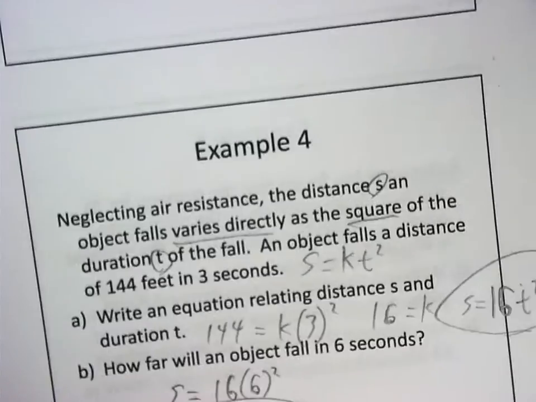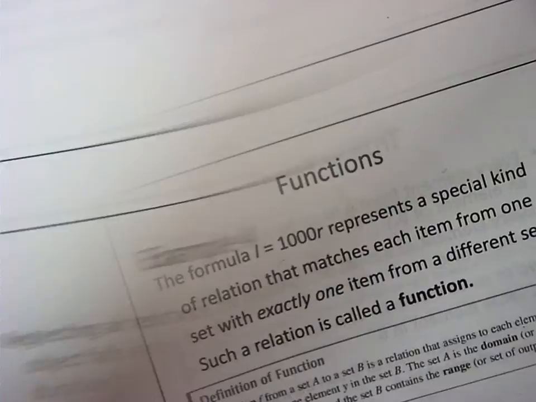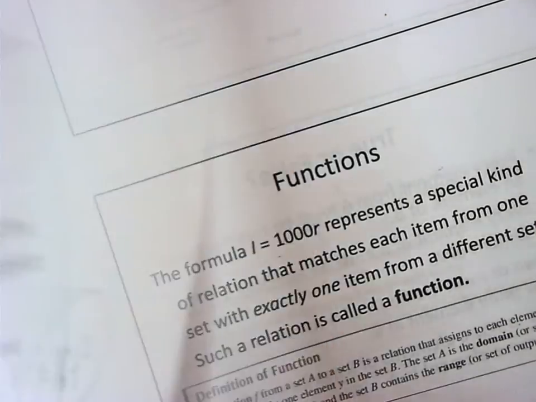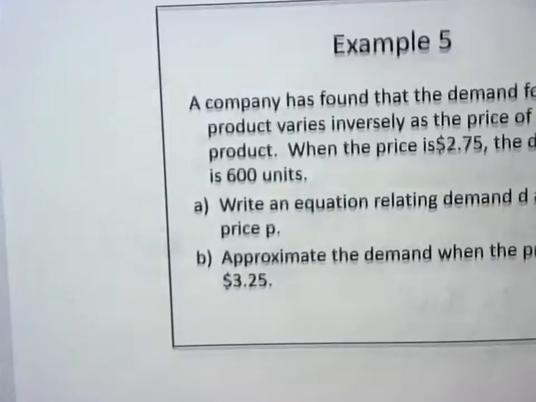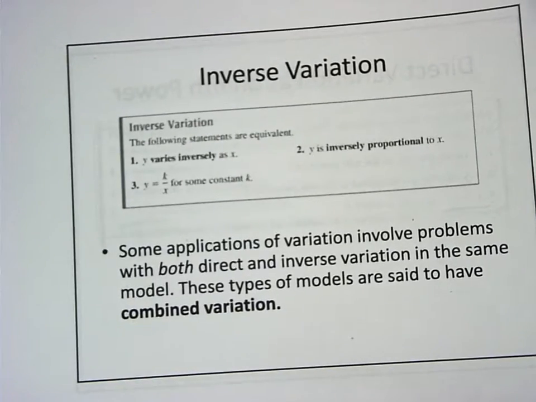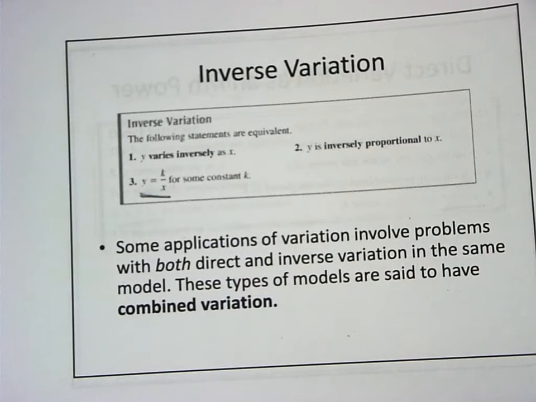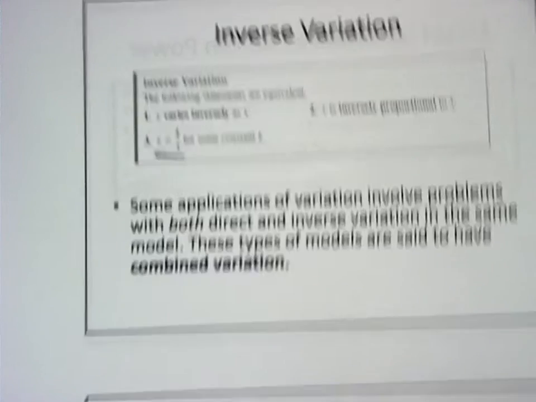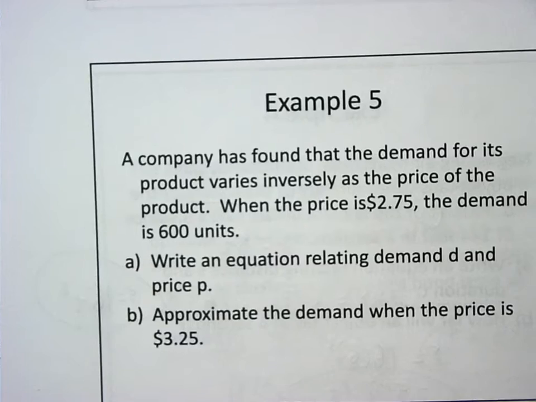Okay. Direct variation is one type. Another one that shows up is inverse variation. For inverse variation, it basically just means they're in an opposite relationship to each other. Y varies inversely as x means y equals k over x. Now you will sometimes have combined variations where it mixes the direct and the inverse. This one though just sticks to the inverse for now.